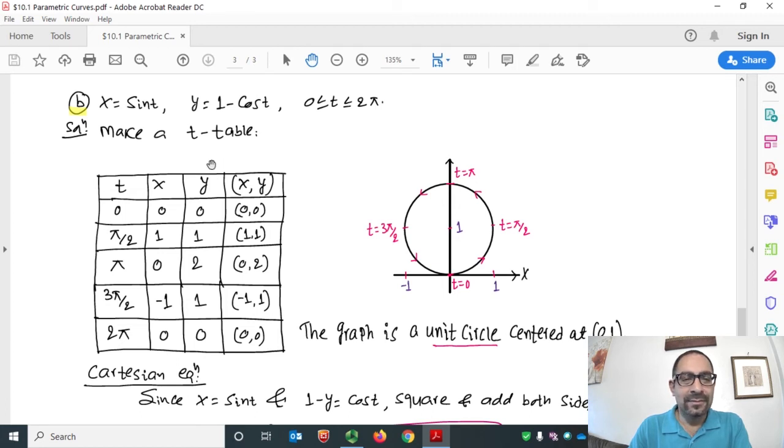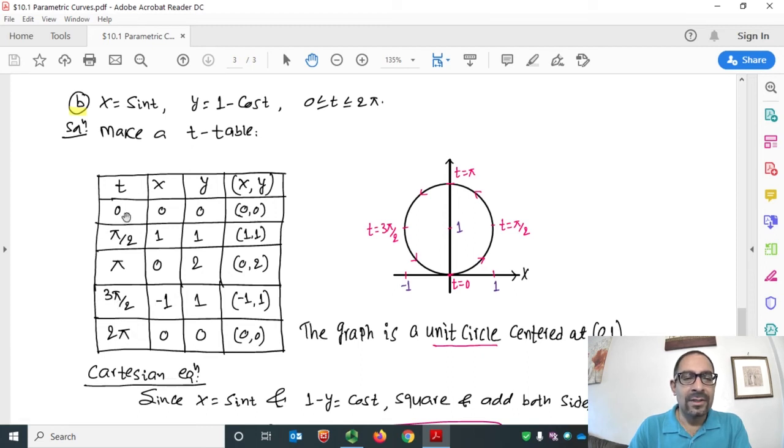Make a t table. Here is a t column, here is an x column, here is a y column, and here is a point xy column. Pick t values between 0 and 2 pi, including those endpoints as well. So we pick t equals 0, pi half, pi, 3 pi over 2, 2 pi.